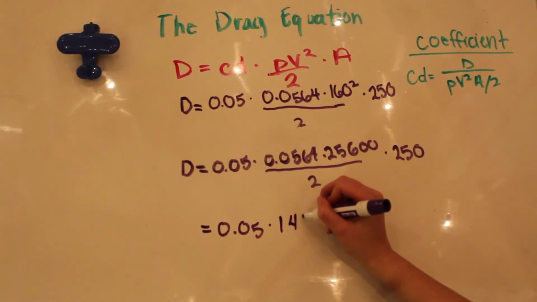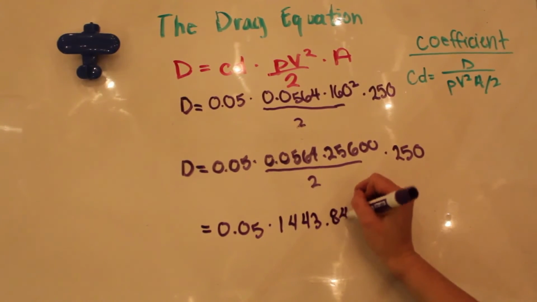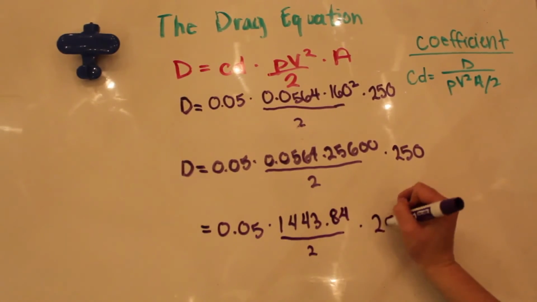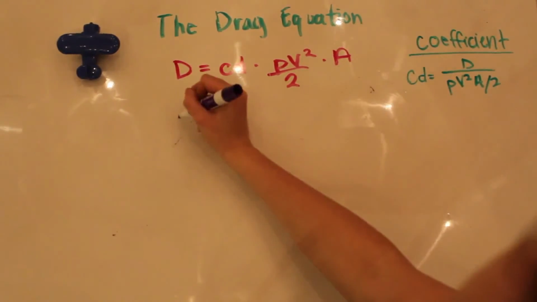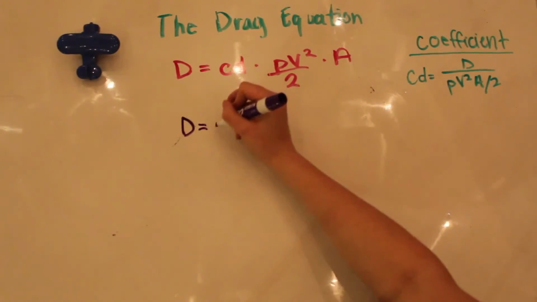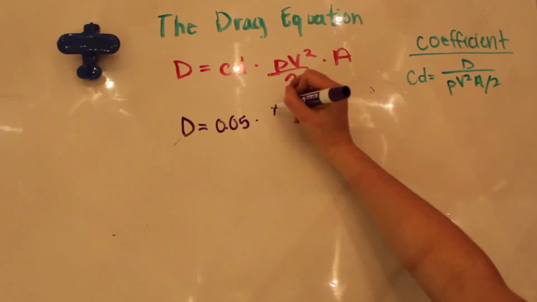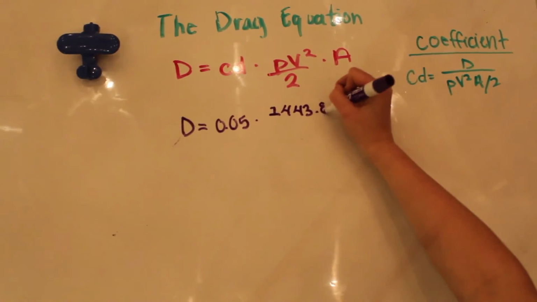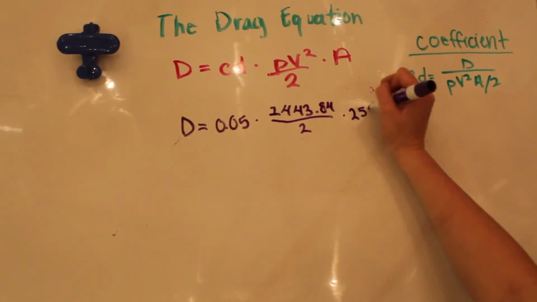The velocity average of a light aircraft is about 160 knots, which will be our V. So the equation is D equals drag coefficient, which is 0.05, times half of the density, 0.0564, times the velocity, 160, squared, times the reference area, 250. We'll put the equation in and solve in order of operations. So drag equals 0.05 times 0.0564 times 160 squared over 2 times 250.